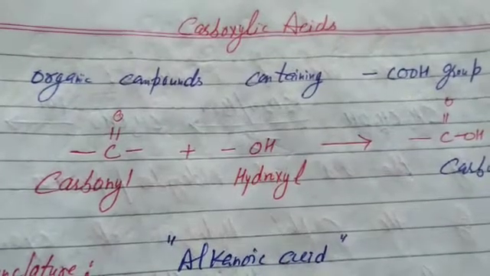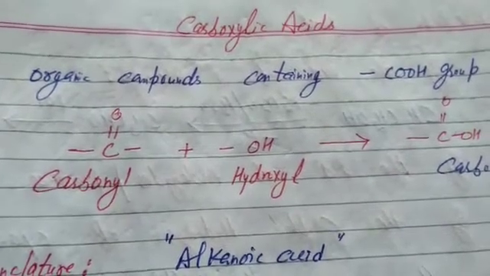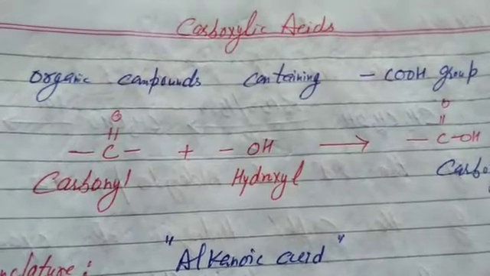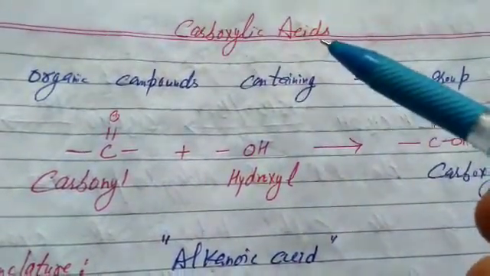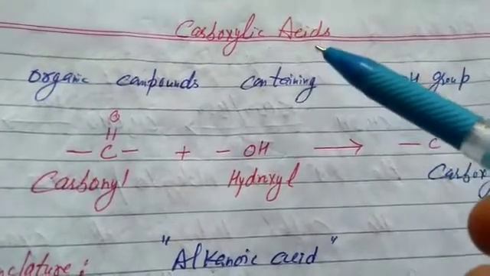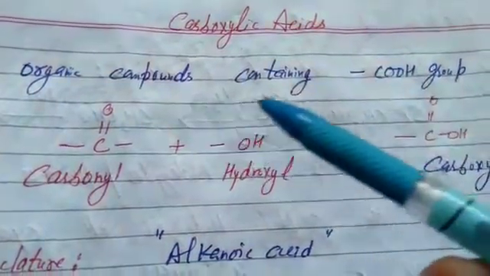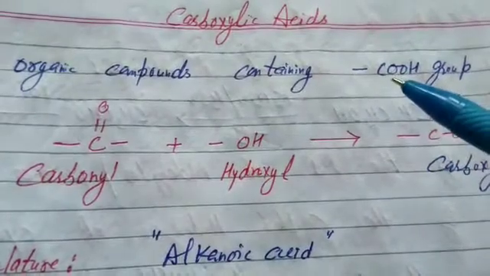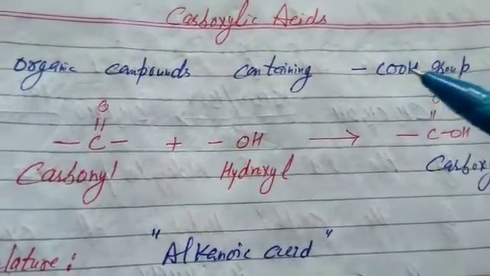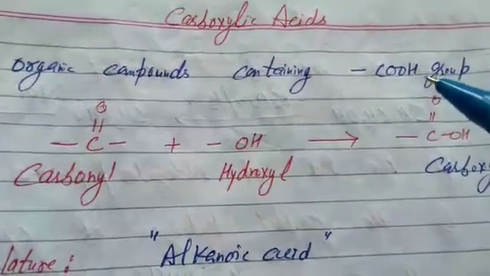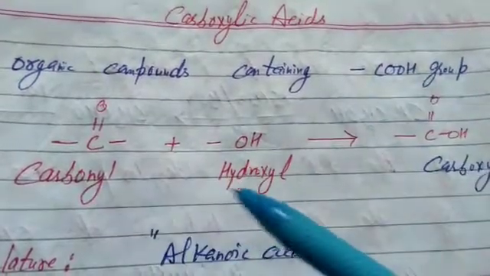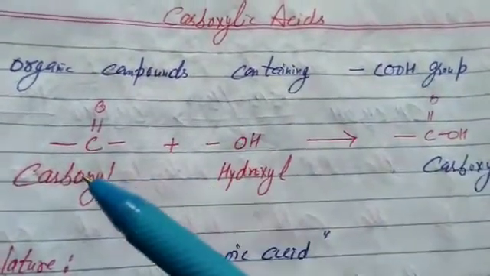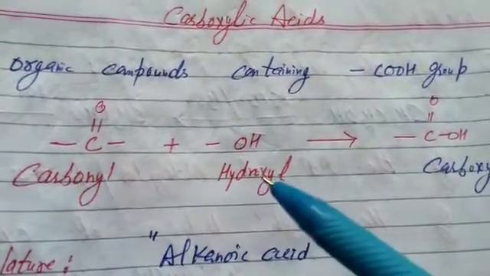Students, in organic chemistry, today we will do the last chapter, that is carboxylic acids. What are carboxylic acids? All of you know, organic compounds containing carboxyl group, that is COOH group. Students, the carboxyl group is the combination of two functional groups. All of you know that is carbonyl group and that's hydroxyl group.